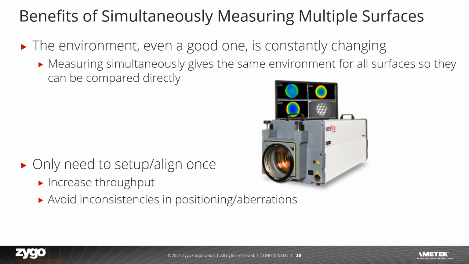This is particularly important for thinner samples, which can deform easily. Additionally, you only need to set up and align once. This will increase your throughput, and it also avoids the inconsistency in positioning and aberrations that might be caused by flipping your part and having it be at a slightly different point in your field of view.